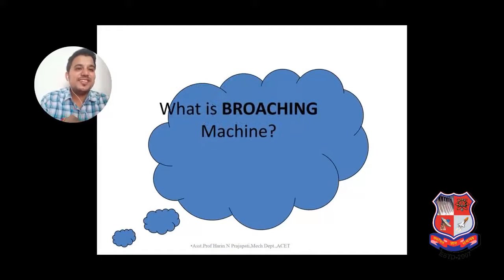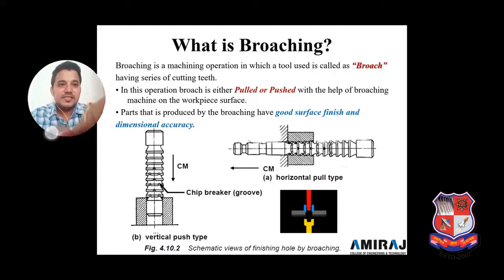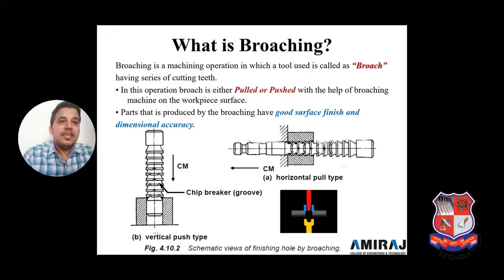So first question, what is broaching? Broaching is a machining operation in which the tool used, called a broach, has a series of cutting teeth. Here we have one tool and it has a specific name, it is called a broach. This broach is particularly used to enlarge different kinds of holes and different shapes.